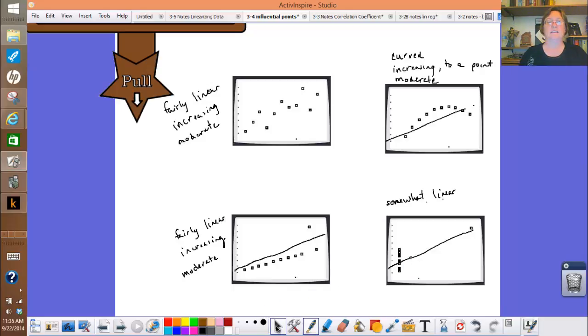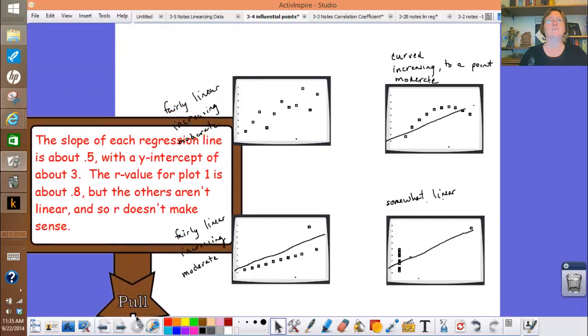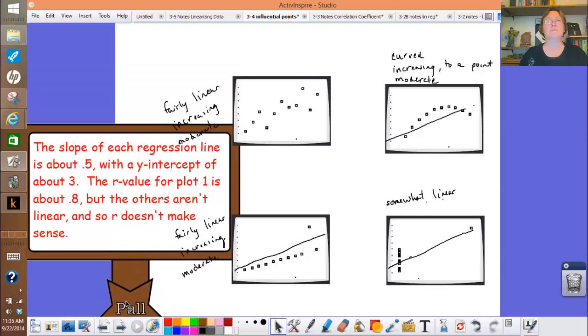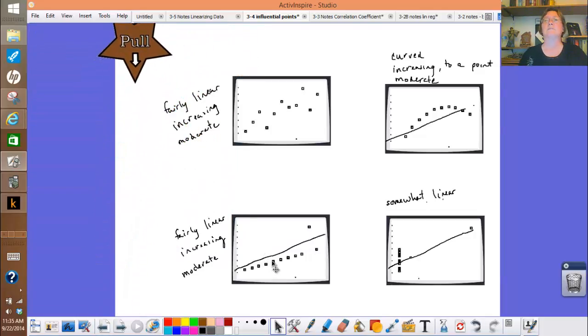Oddly enough, folks, I want to show you my information here. Anscombe, who studied these things, said that the slope of each of the regression lines would be about 0.5 or 1/2. Y-intercept about 3 in all of them. So they'd all 4 have about the same regression equation, but only one of them is truly linear, according to Anscombe. He and I disagree. I think this one is somewhat linear as well.